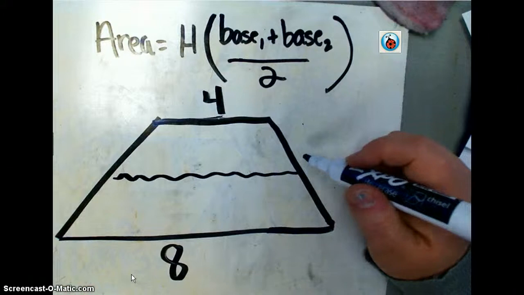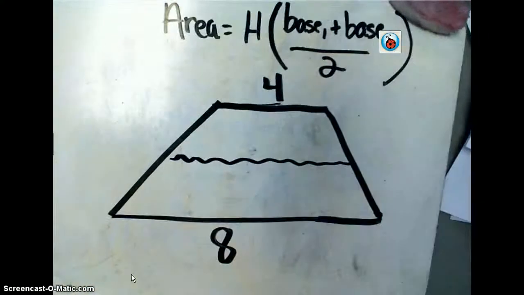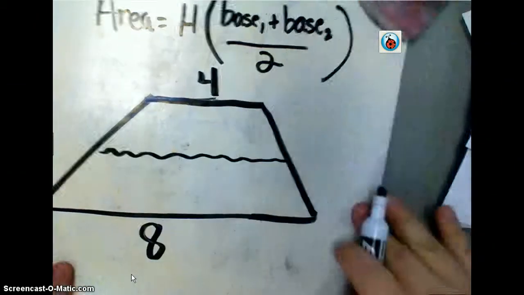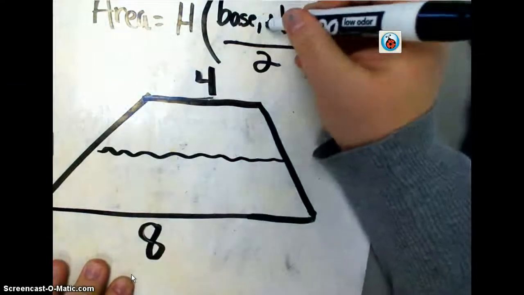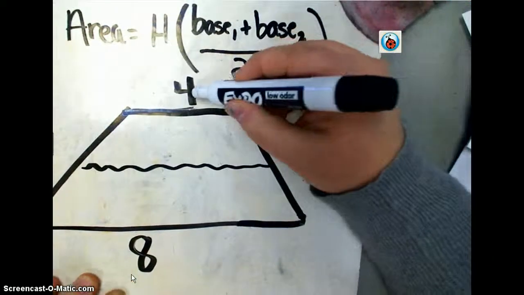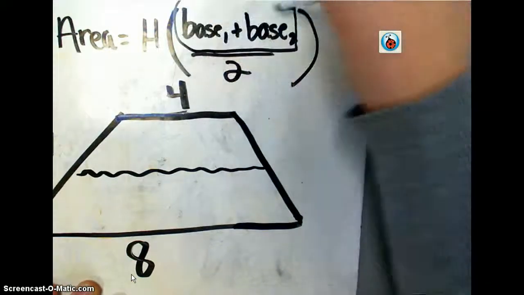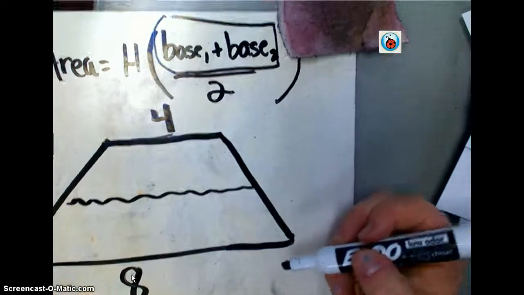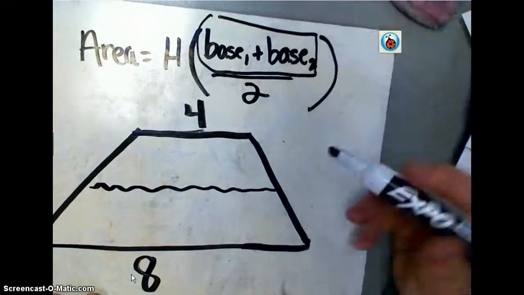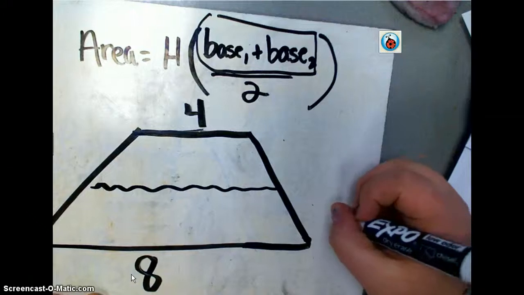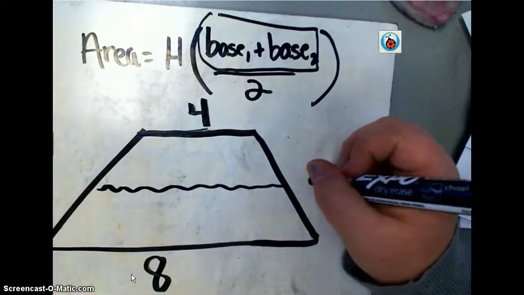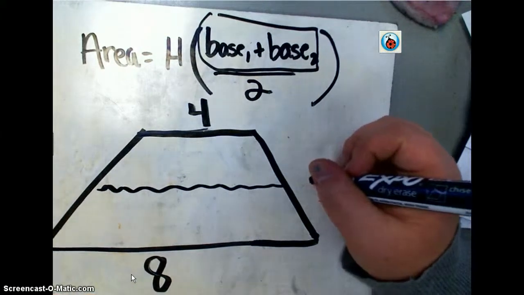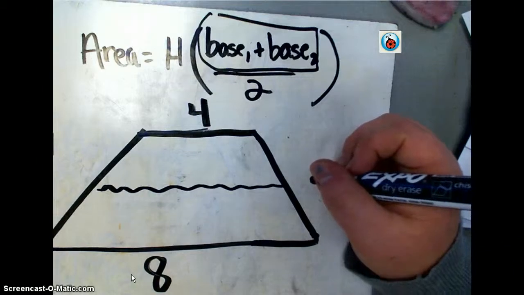Okay? I'm going to find that halfway point by finding the average, in quotes, of my two bases, my top base and my bottom base. Okay? So this says base 1 plus base 2. All I have to do for this top part up here is add 4 plus 8. Okay? So watch as I work through the formula on this one. Then the packet that I handed out to you, we're going to work through a couple of those together.